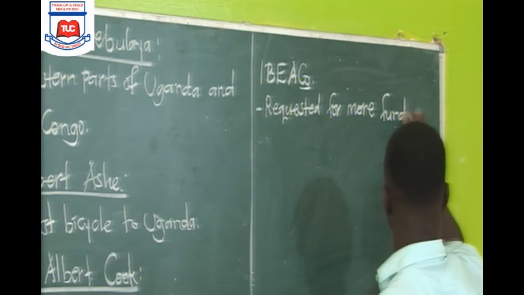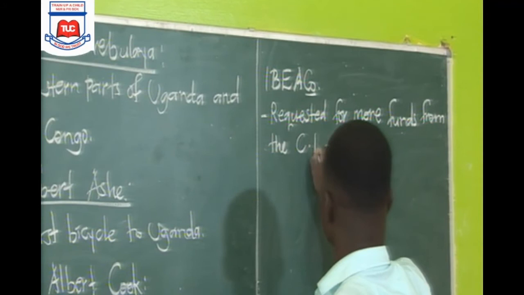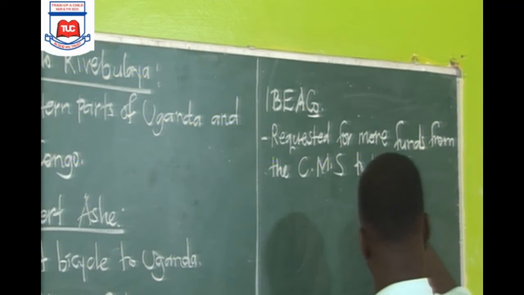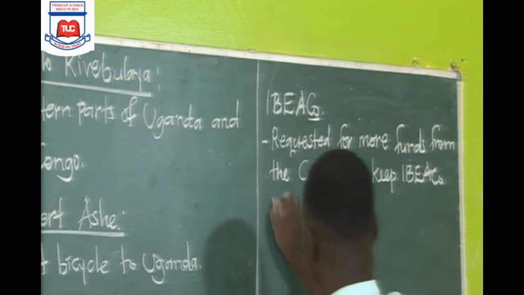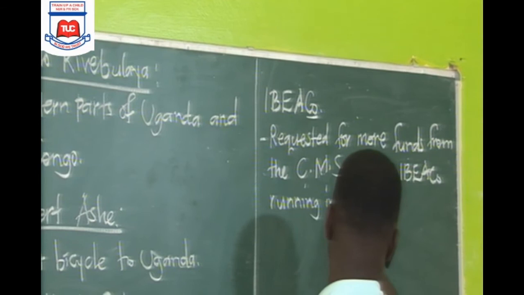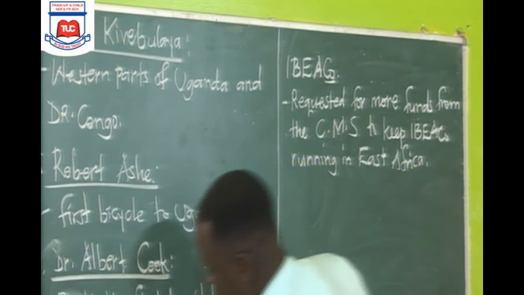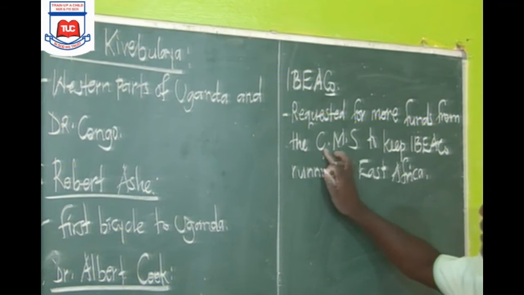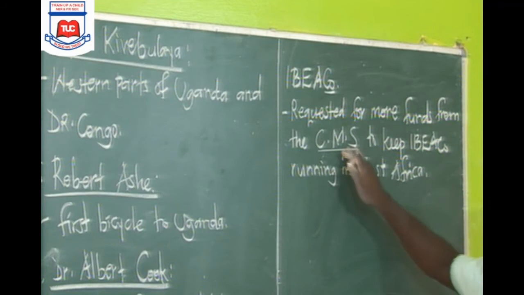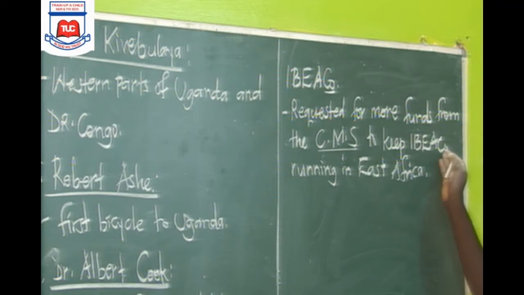He requested for more funds from the Church Missionary Society to keep IBECO running in East Africa. We have said the contribution made by Bishop Alfred Tucker was to request more funds from the Church Missionary Society. I have abbreviated it; when you're writing, make sure you write it in full. I have said Church Missionary Society, to keep the company, that is IBECO, running in East Africa.